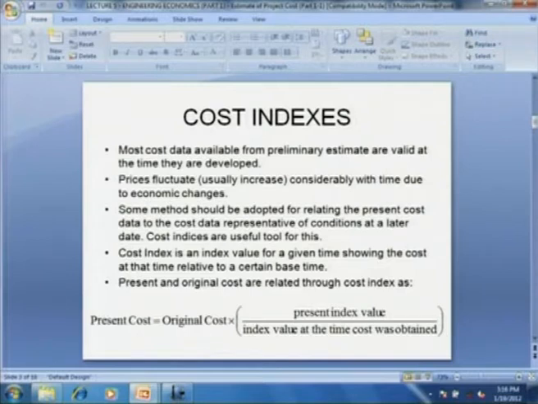Cost indices are a useful tool. Cost index is an index value for a given time showing the cost at that time relative to a certain base time. The present and original cost are then related through the cost index as: present cost is equal to original cost into present index value divided by the index value at the time when cost was obtained. So, this is basically a relation of obtaining the present cost from the previous costs.